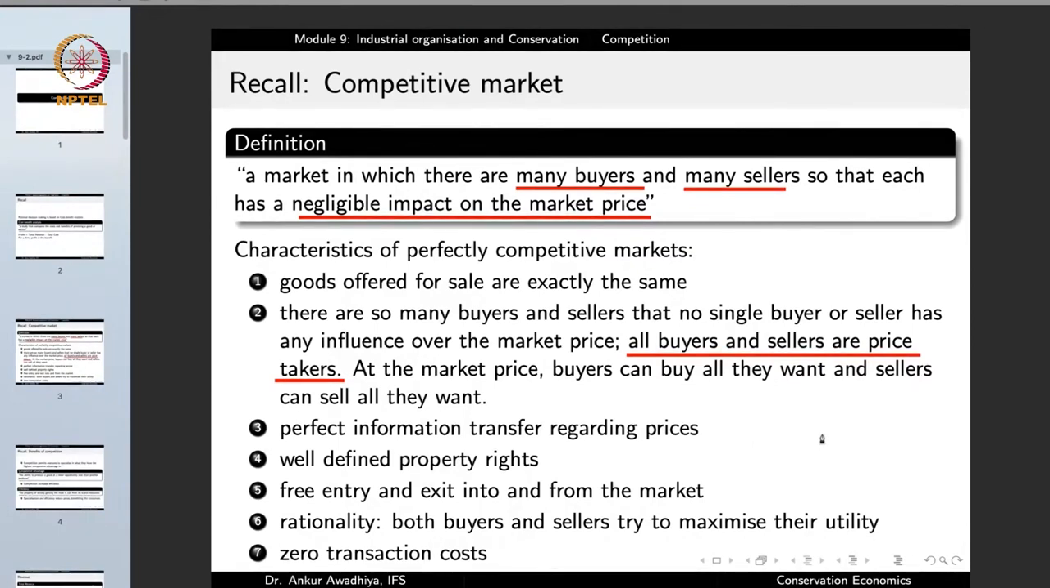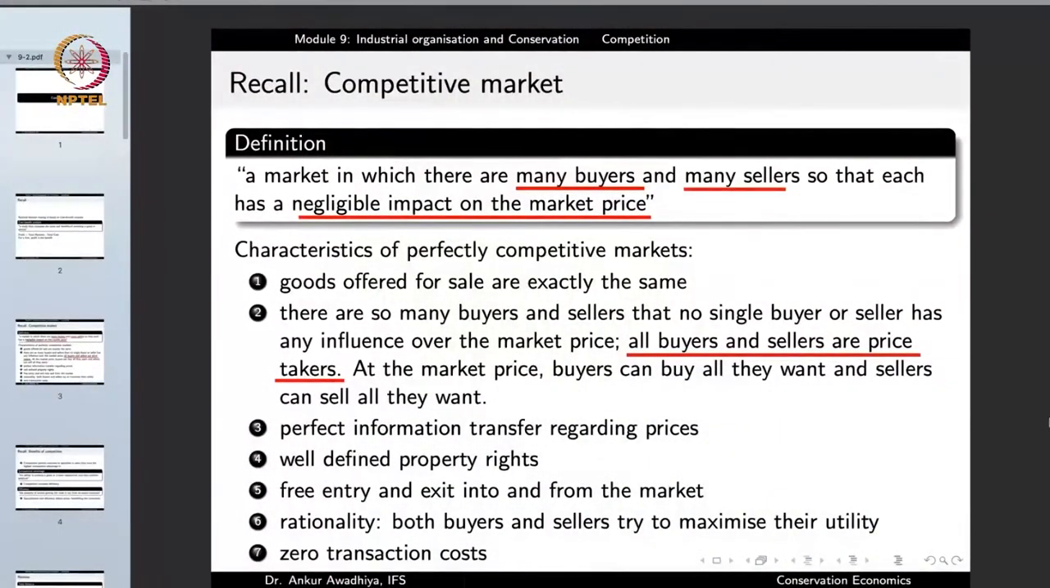And this is because there are so many buyers and sellers that if a buyer is ready to procure the goods at the market price, then there are so many sellers that he can buy an indefinite amount of goods. And similarly, if there is a seller who is ready to sell things at the market price, then there are so many buyers that he can sell as many things as he wants.